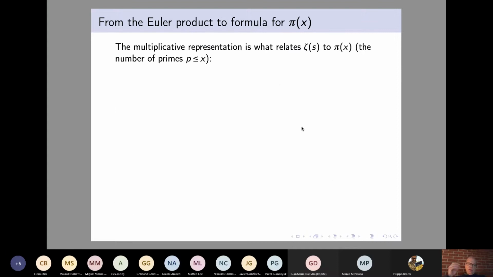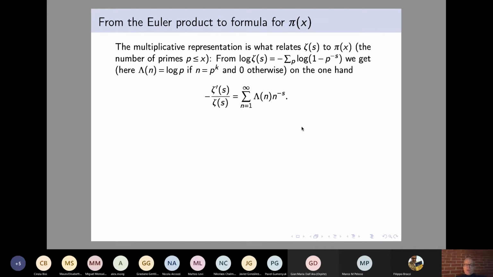Okay, so we go first to what we get out of the Euler product. What we do with the Euler product is exactly what relates zeta to the distribution of the primes, or the prime counting function pi of x, which is the number of primes up to x.